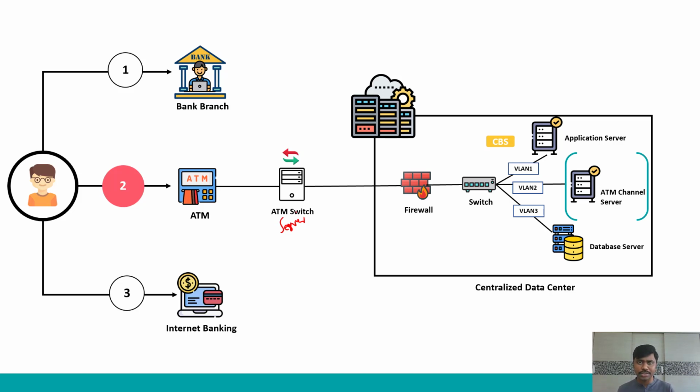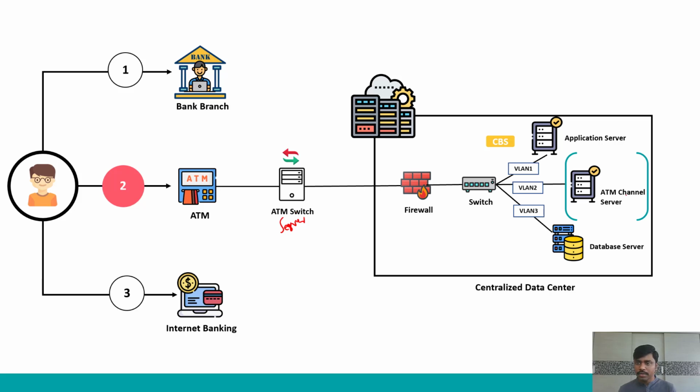We need not get into the topic. It's again a big topic altogether, how that routing happens, how the validation happens. But just understand, in between there is a server which validates whether that card belongs to the same bank or not. Once it does, it will pass on to the database, the centralized data center.